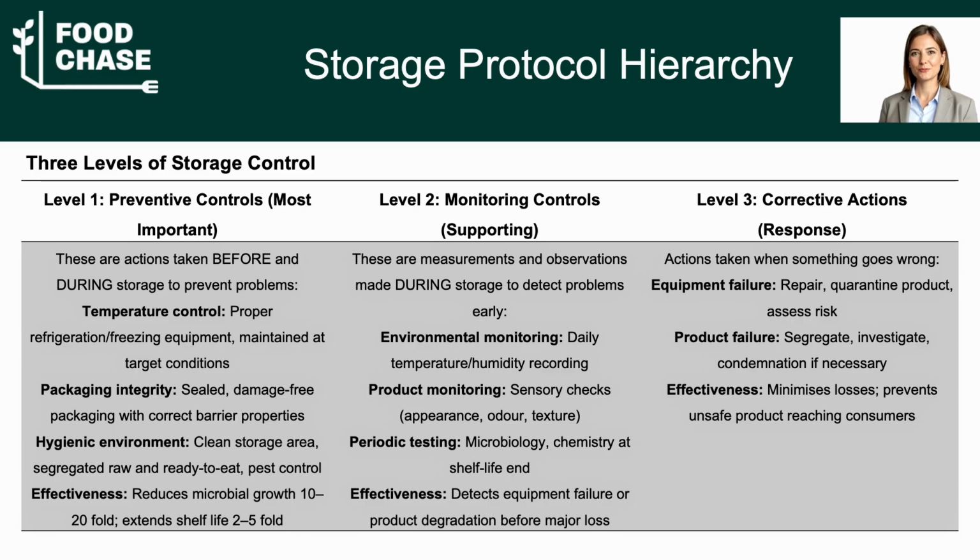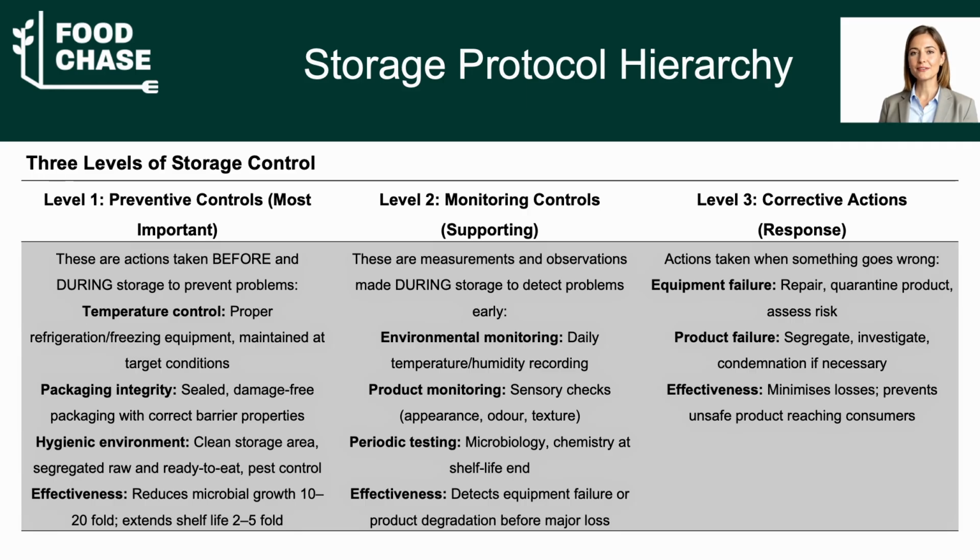The second layer is monitoring. We take daily temperature readings, we look at the products, we check for any signs of mold or off odors. We know what normal looks like so we can spot abnormal. Monitoring tells us whether our preventive controls are working and gives us early warning if something is starting to go wrong.